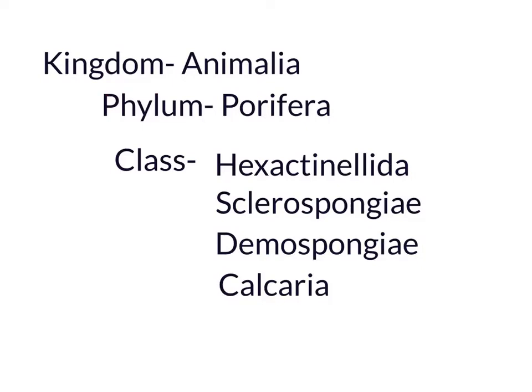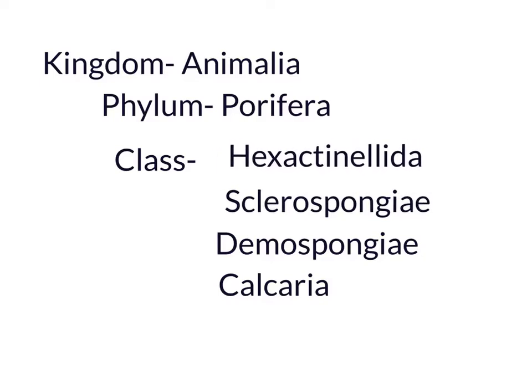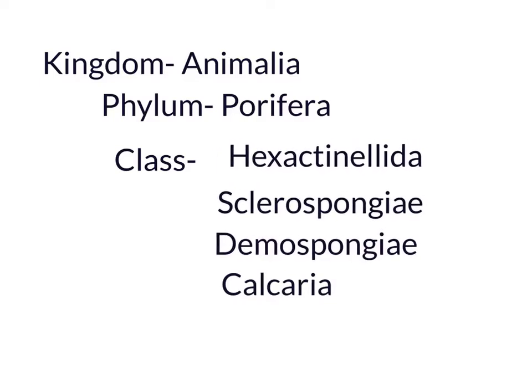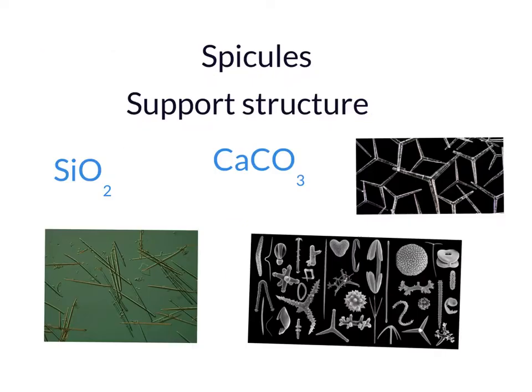The next phylum we're going to talk about are going to be the cnidarians, which are going to be corals, but in this test we're talking about phylum Porifera, which are the sponges. We have the Hexactinellida, the Sclerospongiae, Demospongiae, and the Calcarea. Those are the different classes.